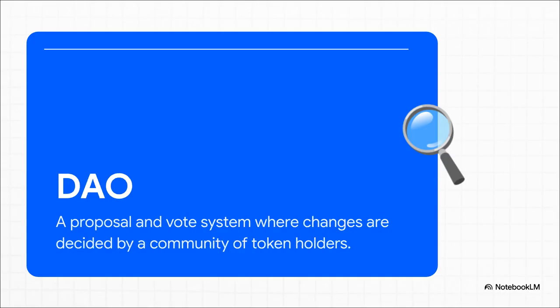And of course, we have to talk about the DAO, the Decentralized Autonomous Organization. In theory, this is the model where control is really in the hands of the community. Any changes have to be formally proposed and then voted on by everyone who holds the project's governance token.